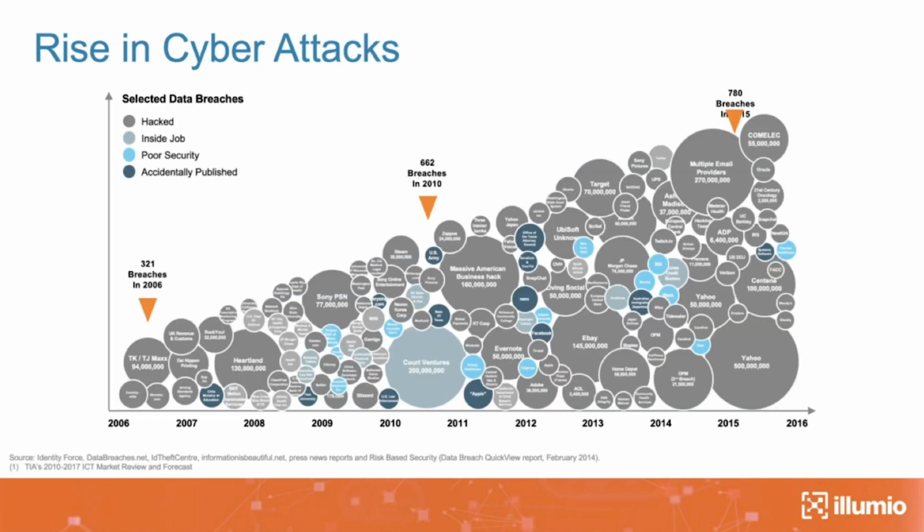The second is this rise in cyber attacks. If you're looking at the chart, it's filled with all kinds of information. But the one thing I want you to walk away with is that if you look from left to right, the intensity and the frequency of these attacks have been on the rise. They have happened more frequently. There's much more damage that is done.